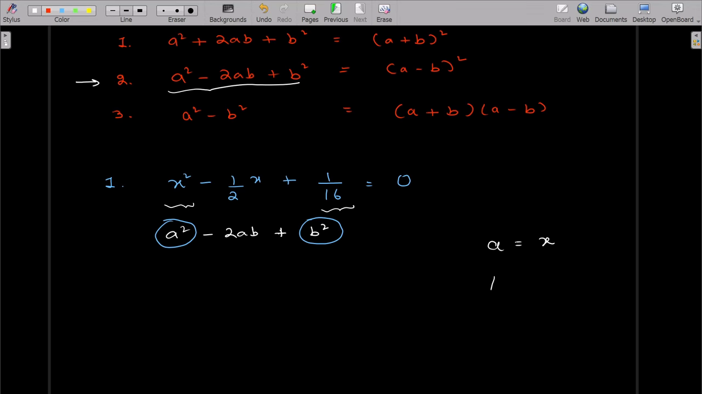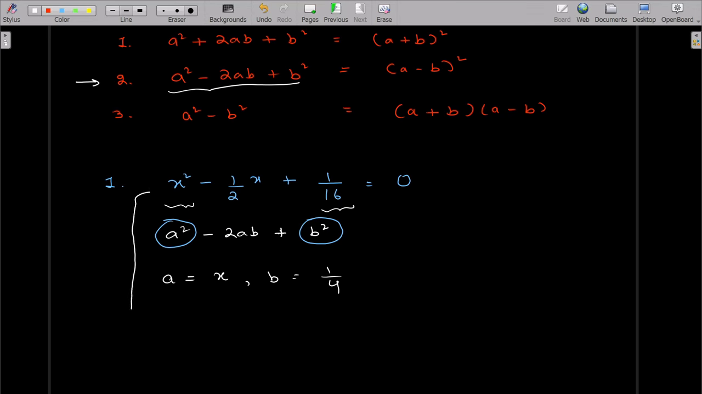Which number's square would give you 1 over 16? 1 over 4. So 1 over 4 is your b. Okay, so a is x and b is 1 over 4. Okay, so you can rewrite this equation.